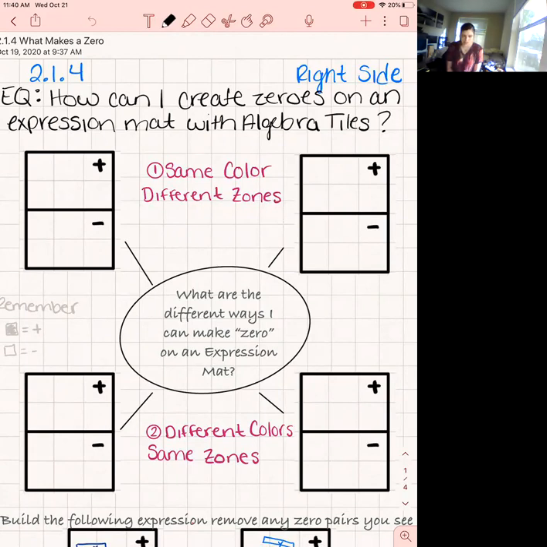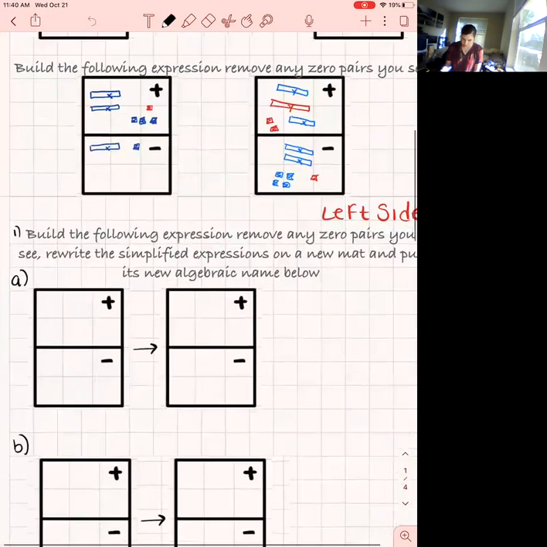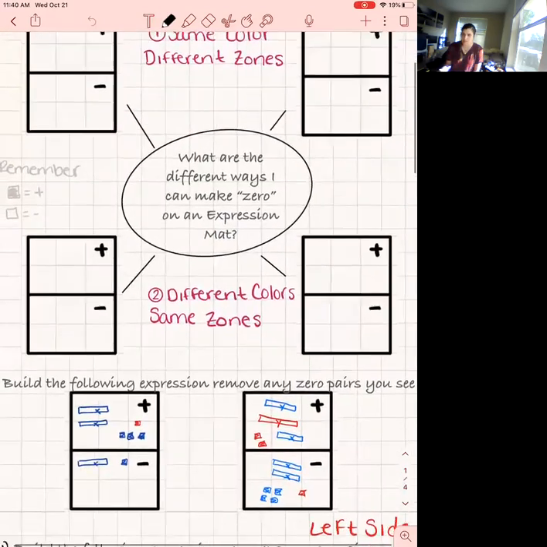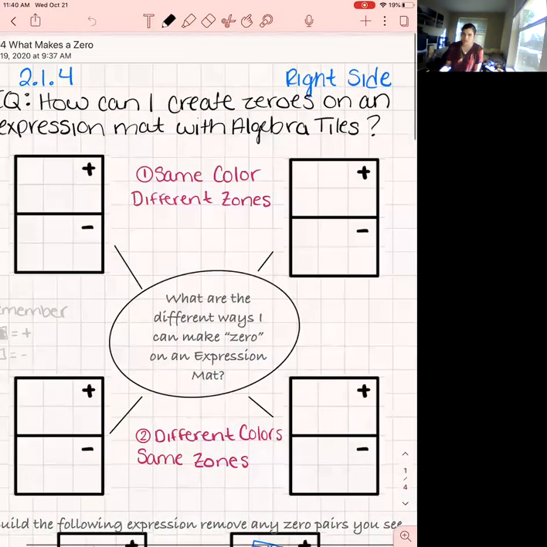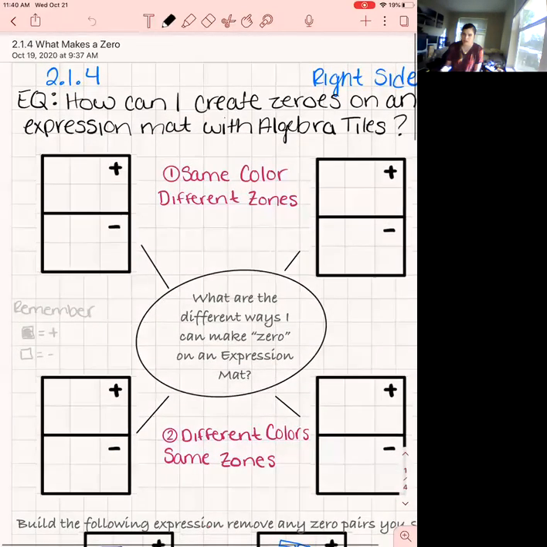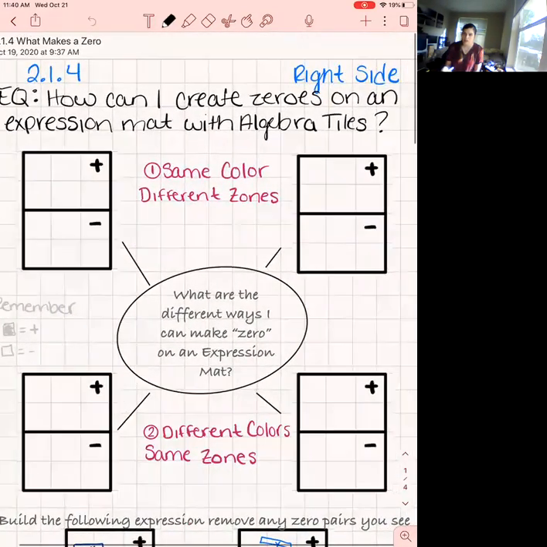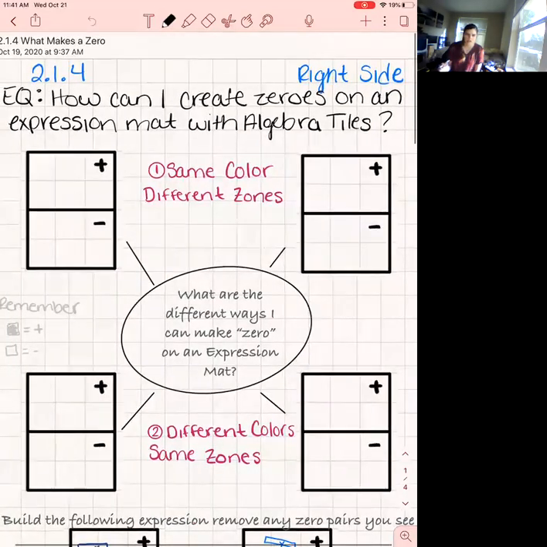Go ahead and copy the unit, your essential question, and copy this diagram, leaving just a little bit at the bottom, about a fourth of the page. I will pause it, or you need to pause it here to copy down this first stuff. So the unit 2.1.4, essential question, how can I create zeros on an expression mat with algebra tiles? And then you're going to copy this diagram down.